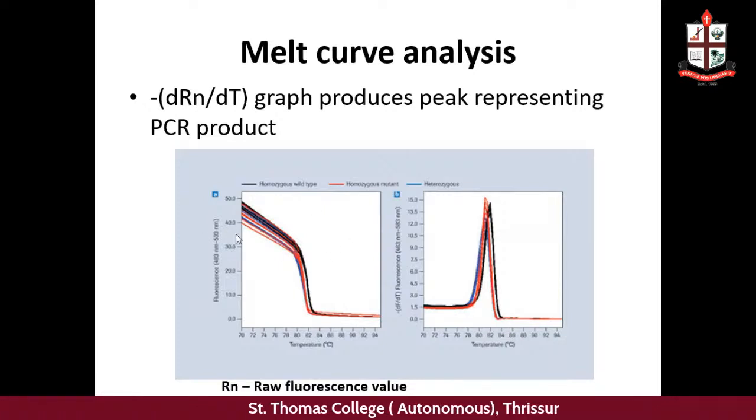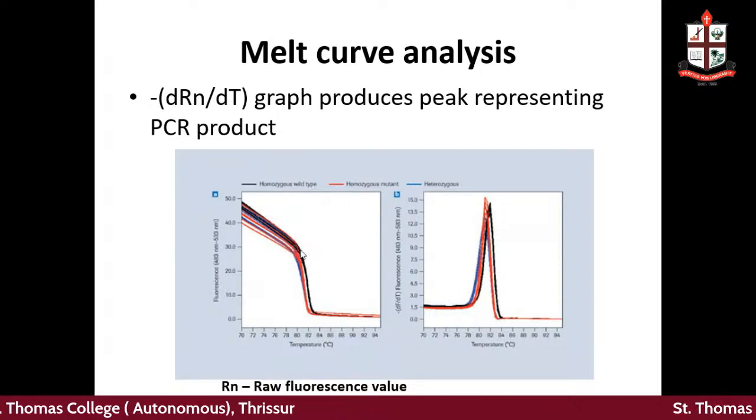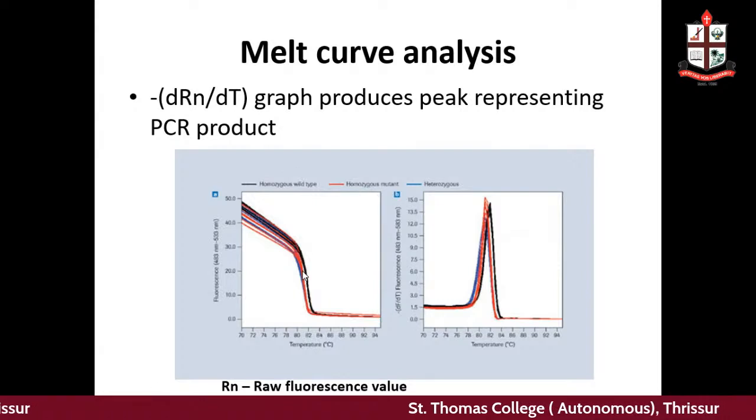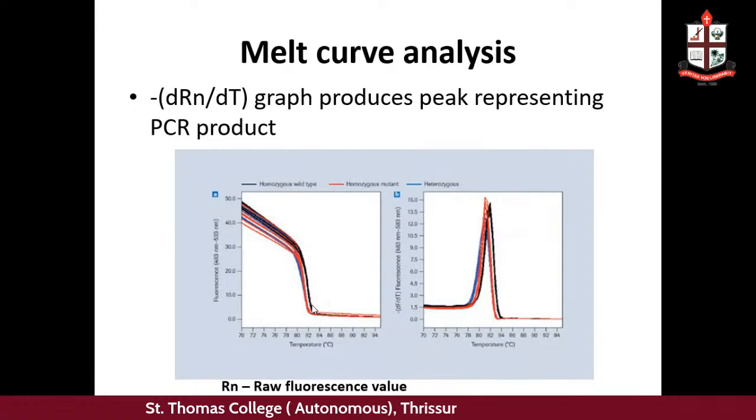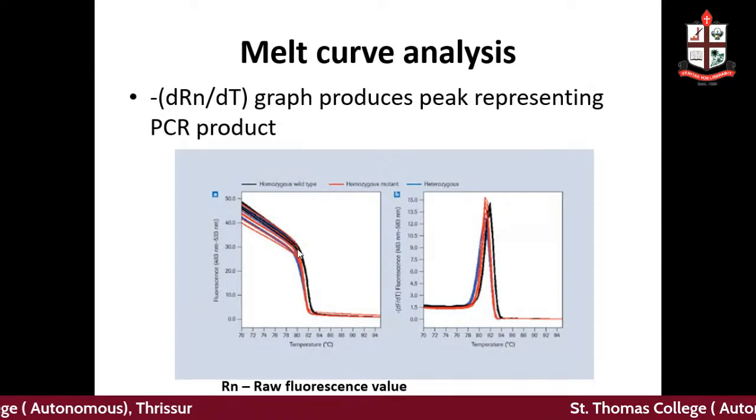And when the melting temperature of your PCR product is reached, half of the PCR product will be denatured, and that's when there is a drastic reduction in the fluorescence. After this, there is only single-stranded DNA. The entire PCR product will be denatured.